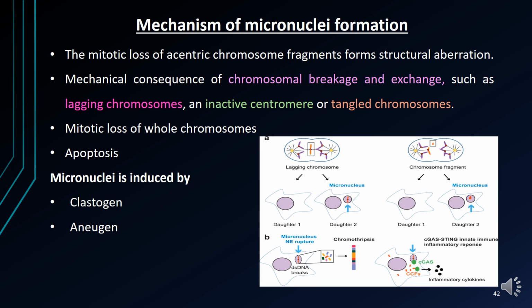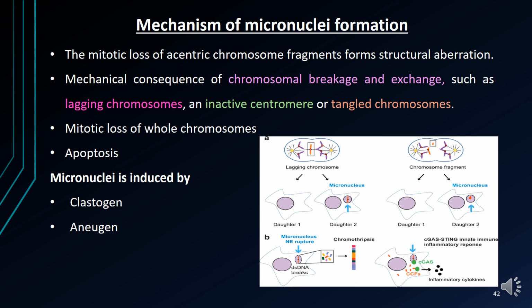Mechanism of micronuclei formation. So there are different mechanisms, like the mitotic loss of the acentric chromosome, then fragment formation forms the structural aberration, then mechanical consequence of the chromosomal breakage and exchange, such as lagging chromosome, inactive centromere, or tangled chromosome. Then again the mitotic loss of whole chromosome, then apoptosis.